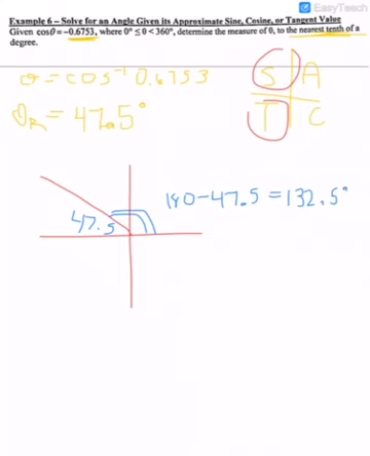Now we also need to go to quadrant 3, so I'm going to go down here to quadrant 3 with a 47.5-degree reference angle. And again, if I go all the way around here in standard position, I'd take 180 and add the 47.5 to get a 227.5-degree standard position angle. So those would be our two answers.